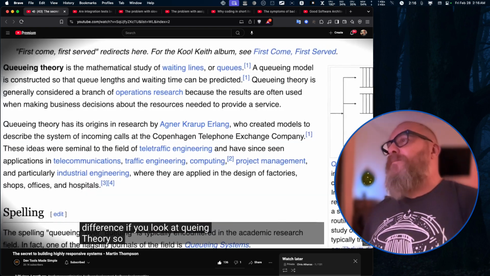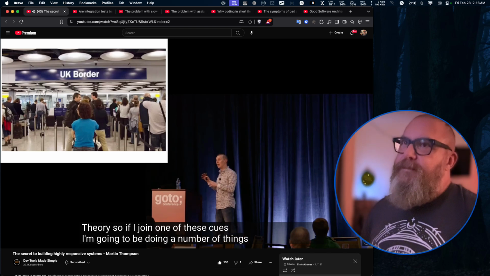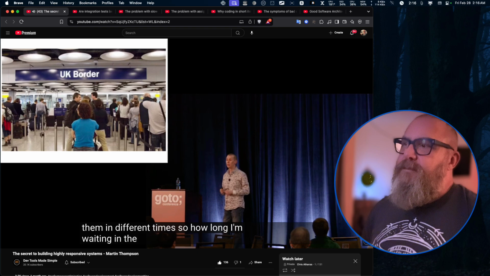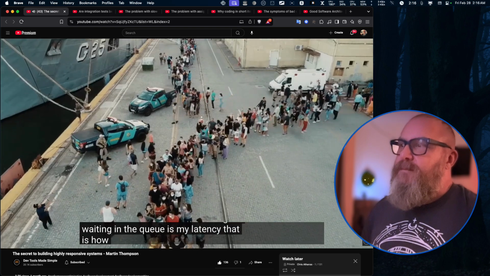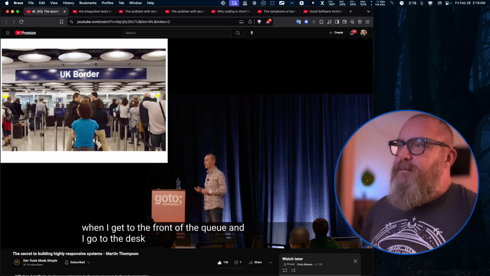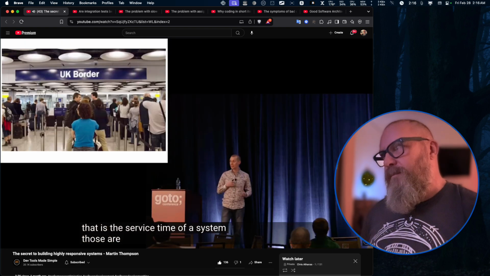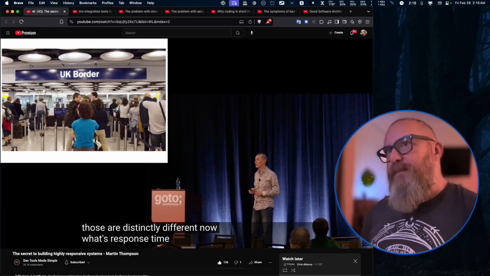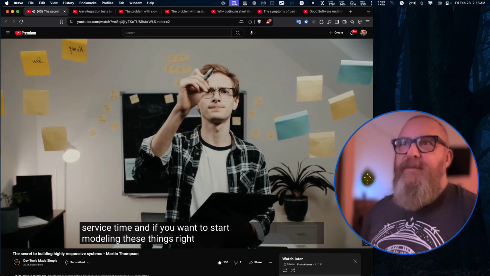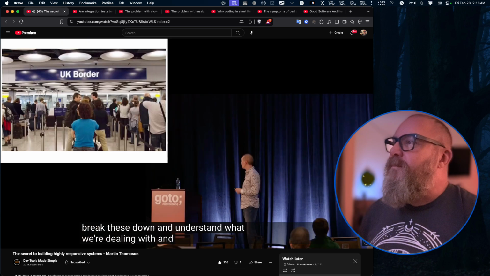All right. So if I join one of these queues, I'm going to be doing a number of things, and each of those things you can measure in different times. So how long I'm waiting in the queue is my latency. That is how long I am latent to do something. When I get to the front of the queue and I go to the desk, I'm now being serviced. That is the service time of the system. Those are distinctly different. Now, what's response time? It's latency plus service time. And if you want to start modeling these things and doing some real math on it, we have to break these down and understand what we're dealing with and how we deal with it.